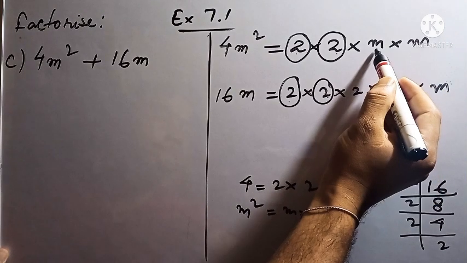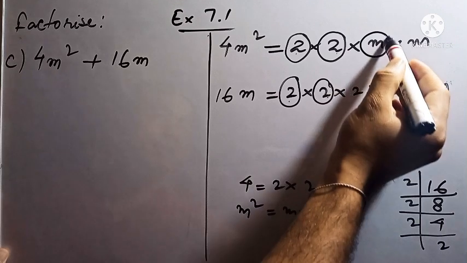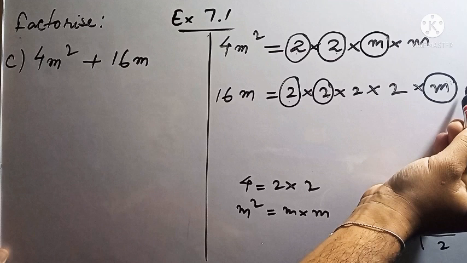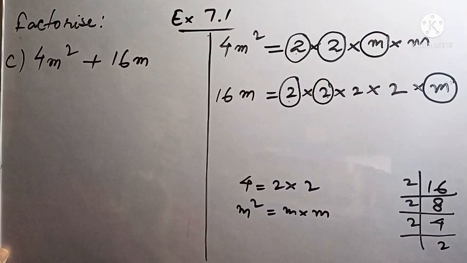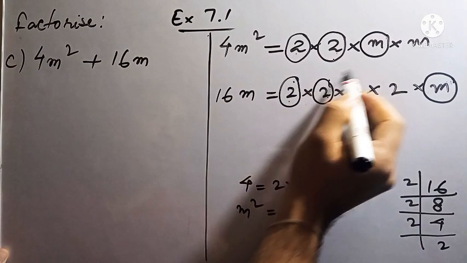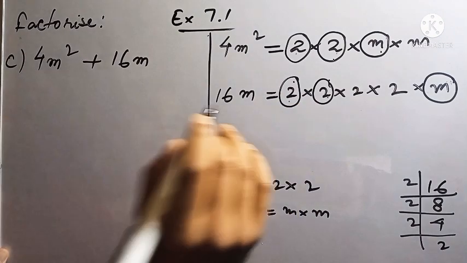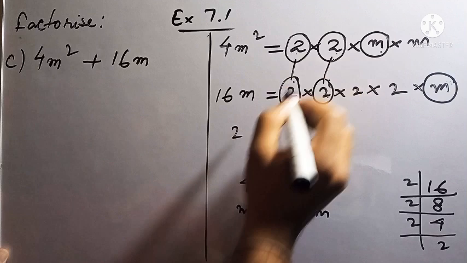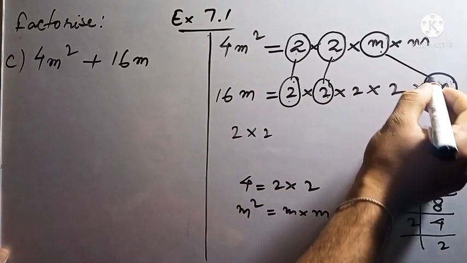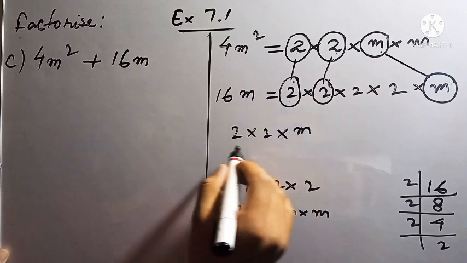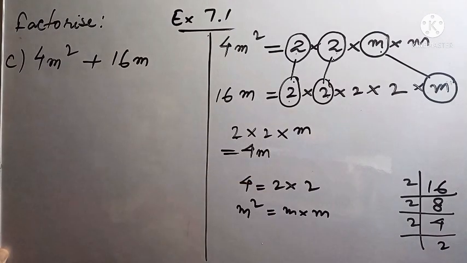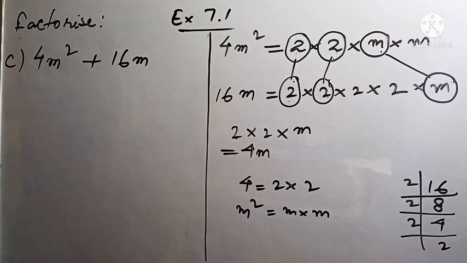And what about this m? We have here m and again we have here m. Here one more m, but there is no other m. So the common factors are these 2, and this m. These 2 is a common factor, and again this 2 is a common factor, and again m is the common factor. If you multiply 2 into 2, we have 4, then 4m. So what we can conclude here is 4m is the common factor.